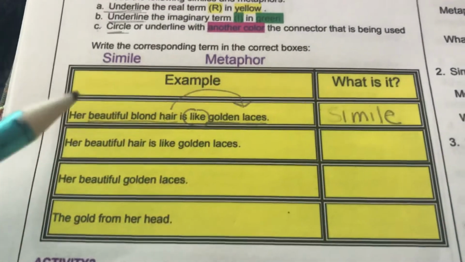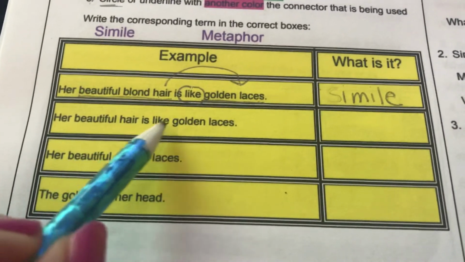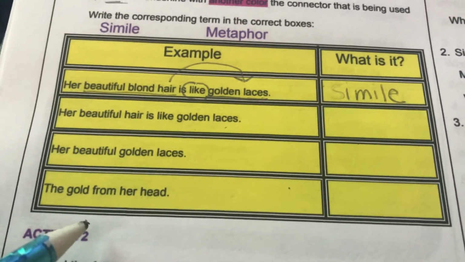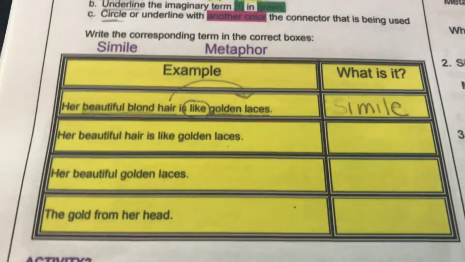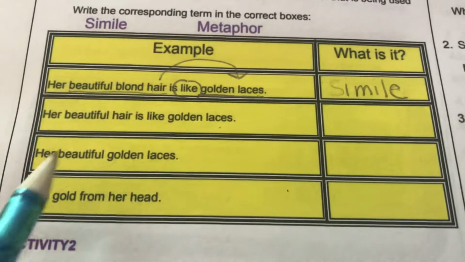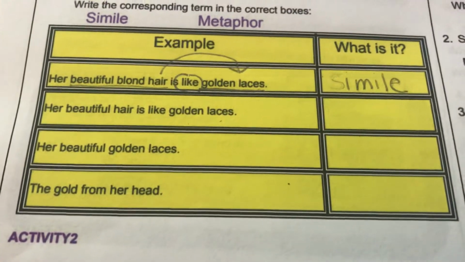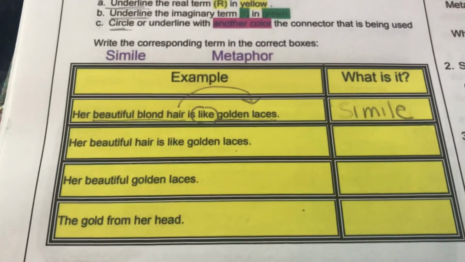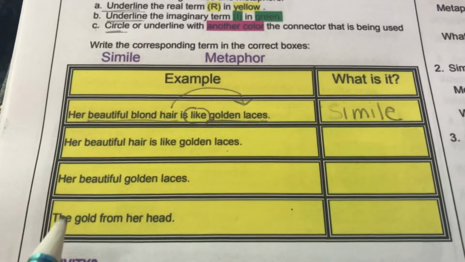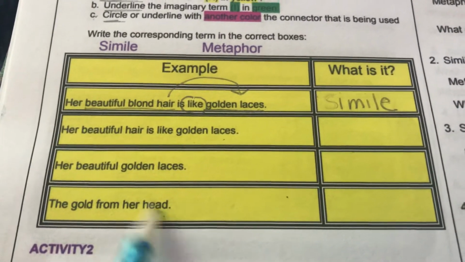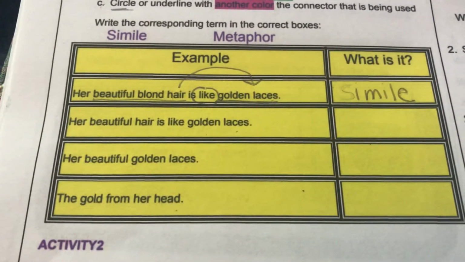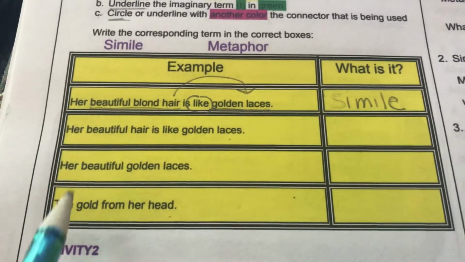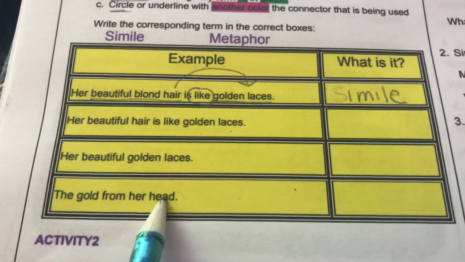Okay, let's do the next one. Her beautiful hair is like golden laces. I'm going to let you do that one on your own. Her beautiful golden laces. Okay. The gold from her head. I'm going to let you do that one. Actually, I'm going to do that one with you. The gold from her head.